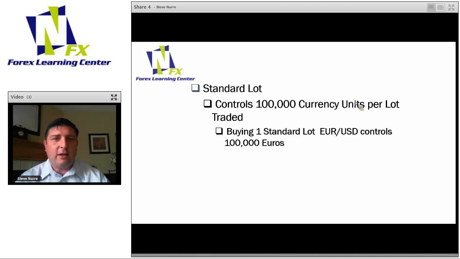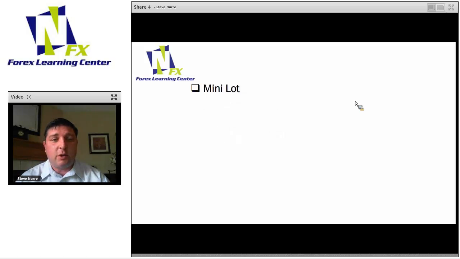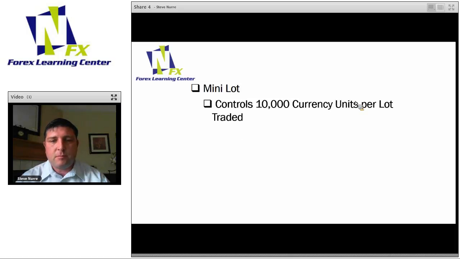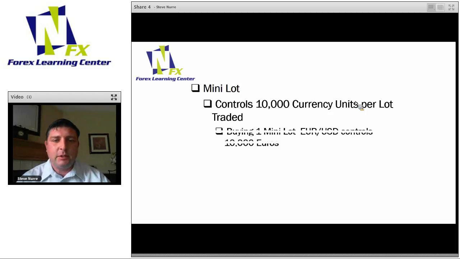But if you don't want to deal in that amount of risk, you can also trade what we call mini lots. When you buy or sell a mini lot, that controls 10,000 units of currency per lot traded. So if I buy one mini lot on the Euro US dollar, that means I'm taking control of 10,000 euros, which is going to lower my risk. It means that I'm not making as much, and it means I'm making smaller amounts as the currency pairs fluctuate up and down.